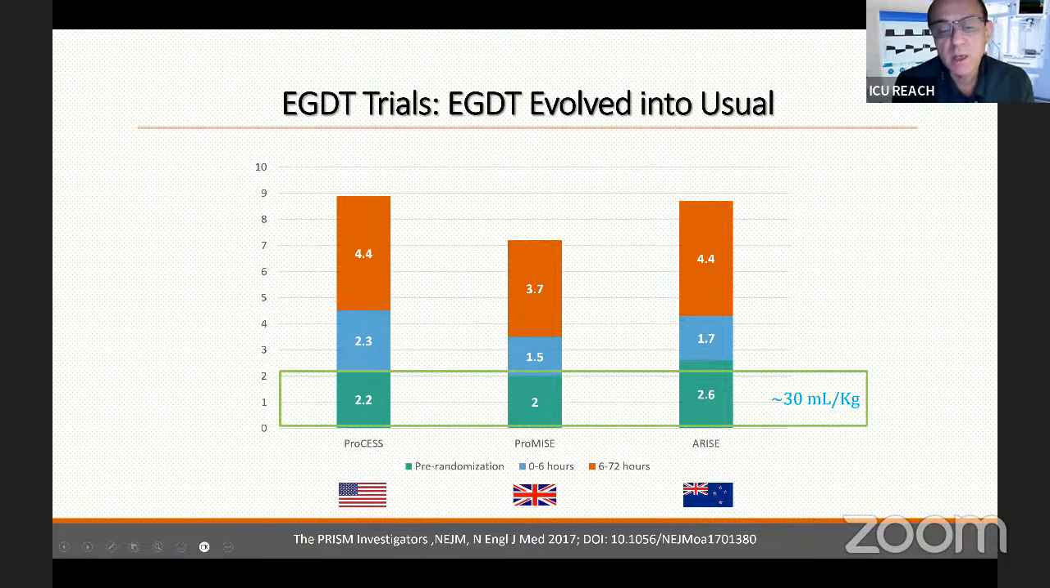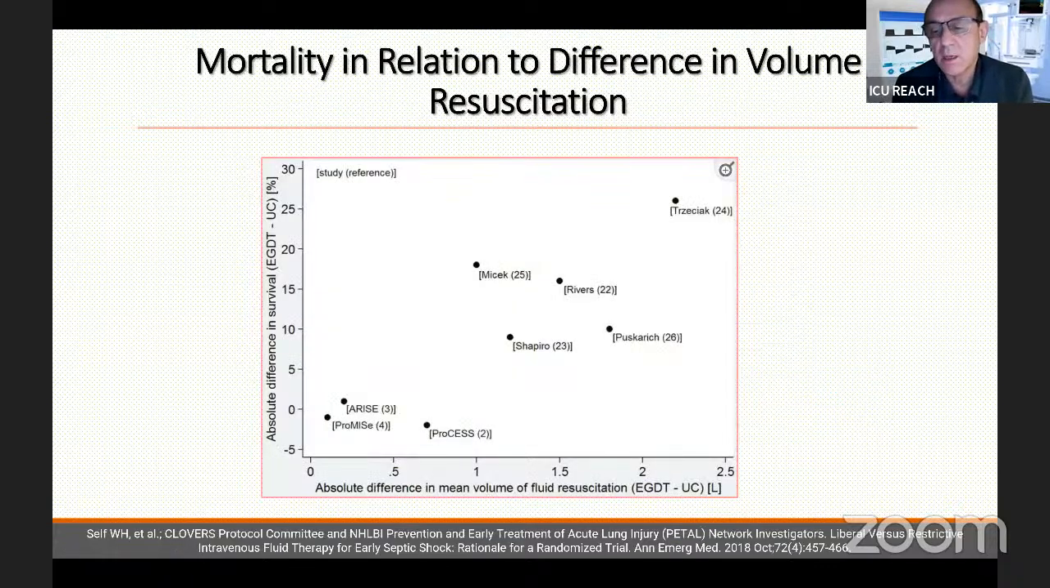And this is actually shown in the pilot study for the Clovers protocol, where they looked at the difference in the fluid given to the patient. And you can see the reverse study here, where the difference between the intervention and the control was high. When the difference is high, you get a higher survival rate. When you resuscitate the patient with fluid, you get a better survival rate. However, in the Process, Arise, and Promise, those patients received enough fluid on both arms. And that's why we did not see a difference in mortality.